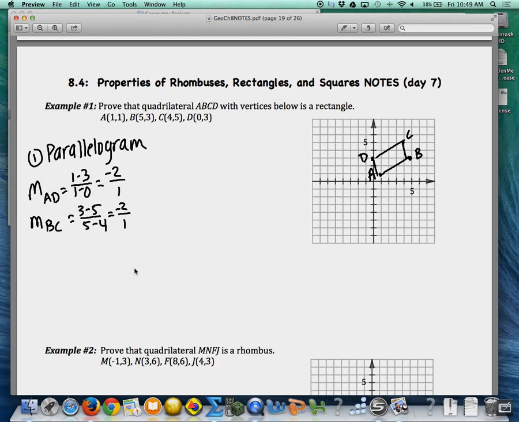Okay, is this enough to prove that we have a parallelogram? No. This is only one pair of parallel sides. We need 2 pairs. So then I have to do the other pair of sides. So I'm going to do AB. I'm going to do CD.